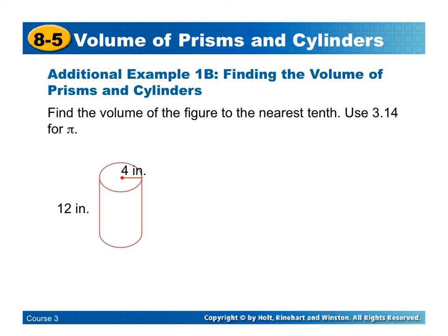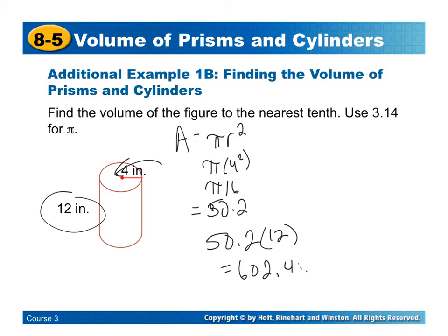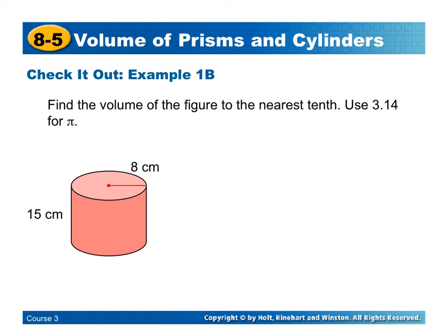Now let's look at our first example. First we're going to find the area of the base, which is going to be pi times our radius squared. So it's going to be pi times 4 squared, or pi times 16. I'm going to do 3.14 times 16, and I'm going to get 50.2. Now, that's just the area of our base. We have to take that, multiply it by the height of our cylinder, which is 12. We get 602.4 inches cubed. So why don't you pause the video and try this one on your own.